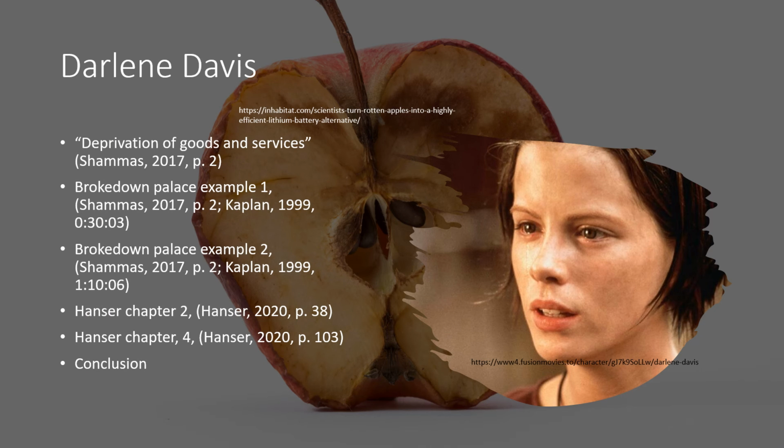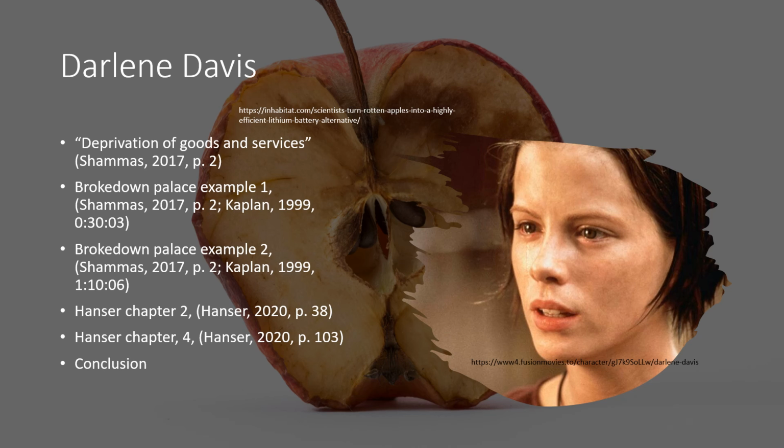The final character I will be looking at will be Darlene Davis from Brokedown Palace. The Sharma 2017 pain of imprisonment article. The pain of imprisonment that best applies to her will be deprivation of goods and services, found on Sharma 2017, page 2, which essentially describes what a deprivation of a good or service is: a good or service that cannot be found in prison, versus if you were outside prison.